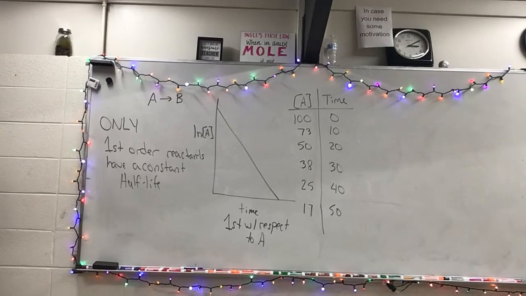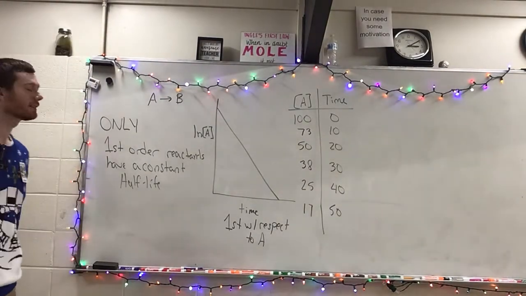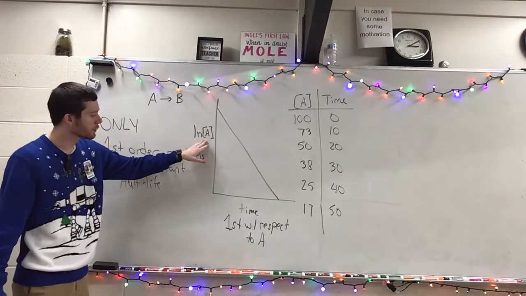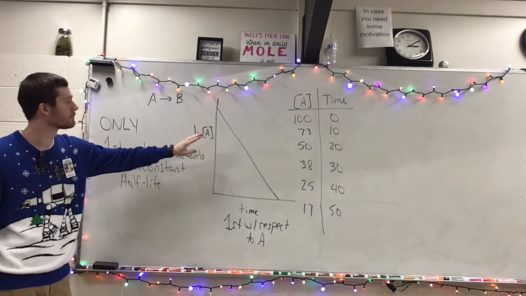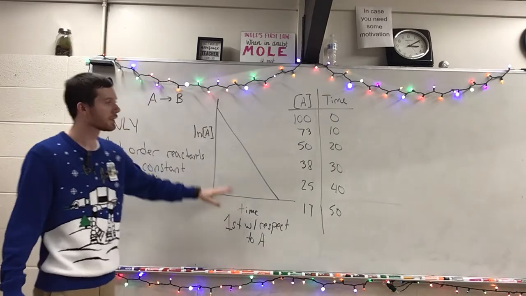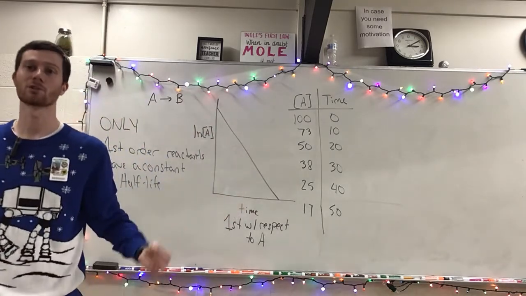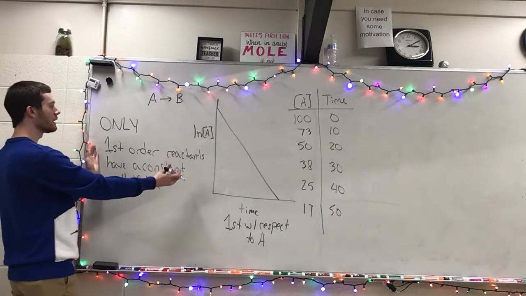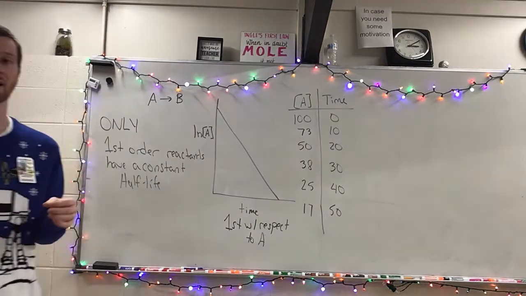So I want to take a deeper dive into first order processes because they're just a little bit more unique. And just to refresh, the first order process with respect to A is going to plot a straight line when you compare the natural log of the concentration of A versus time. So in other words, this has to be a first order process because the natural log against time made a straight line. Now something that you need to know, only first order reactants have a constant half-life.